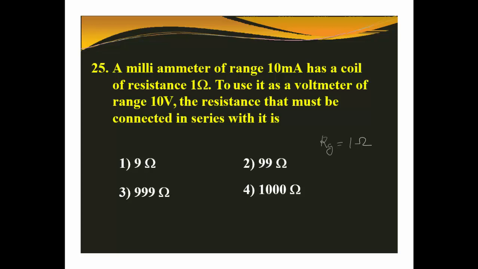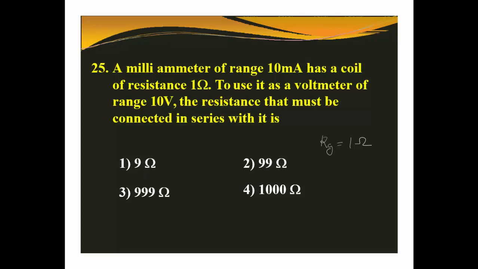See here it is given as milliammeter, so the question gets confusing. An ammeter is converted into a voltmeter. Normally we say that a galvanometer is converted into a voltmeter or into an ammeter. Here an ammeter is converted into a voltmeter, but the procedure remains the same. What is the procedure? Conversion of a galvanometer to a voltmeter requires a resistance connected in series. In the same way, to convert an ammeter into a voltmeter, a resistance should be connected in series.